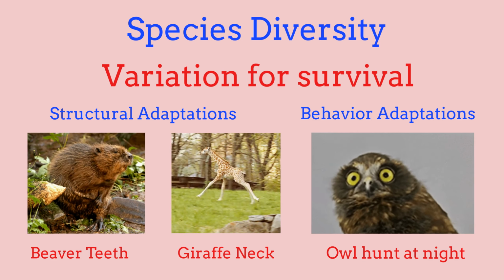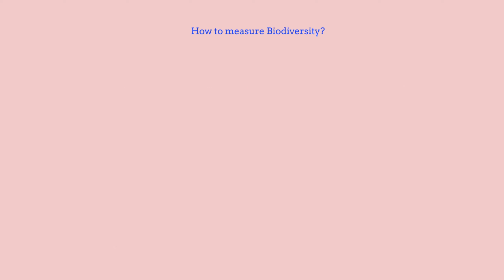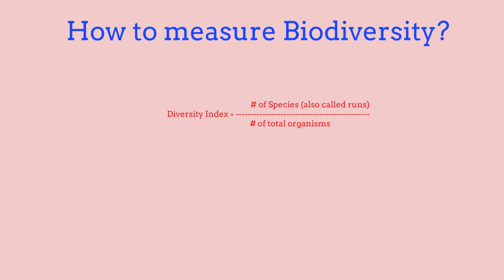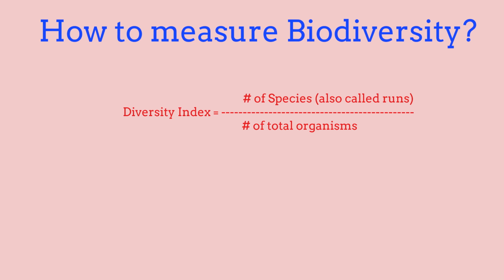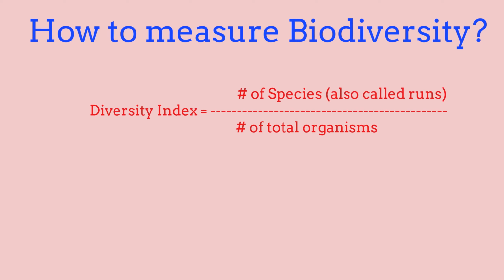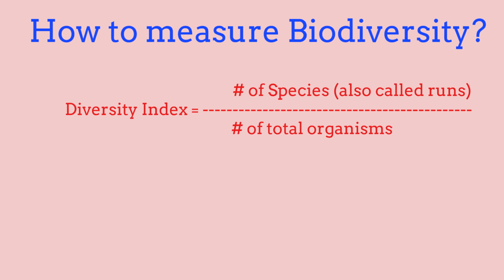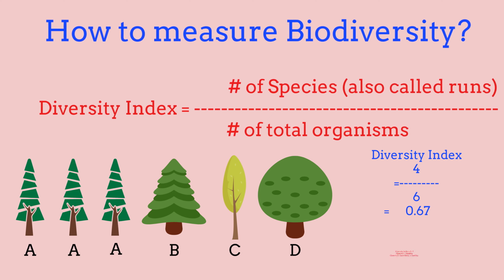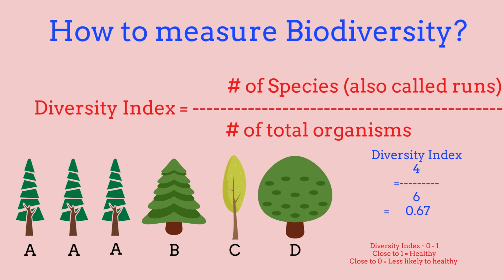So now let's talk about how to measure biodiversity. Usually you measure biodiversity using an index of diversity. The formula of the diversity index is basically the number of species, also called richness, divided by the total amount of organisms. I'll put an image up and also use the diversity index to solve the biodiversity in the place.